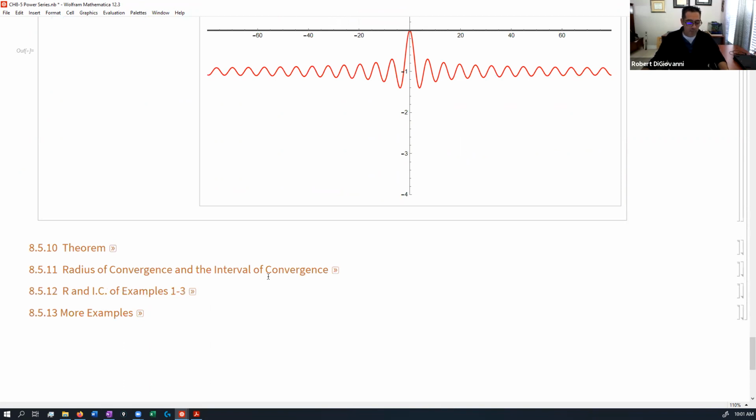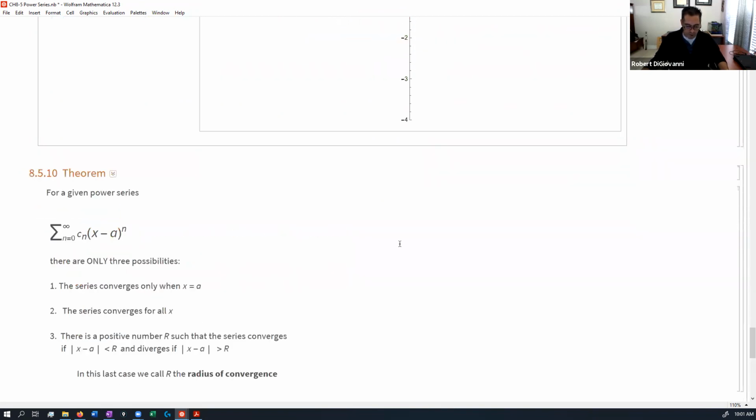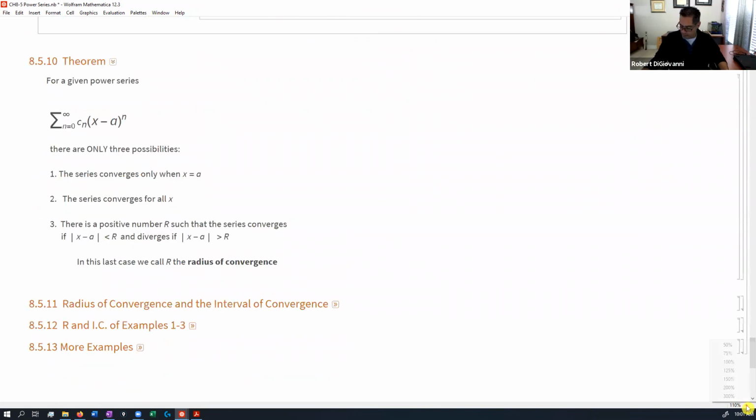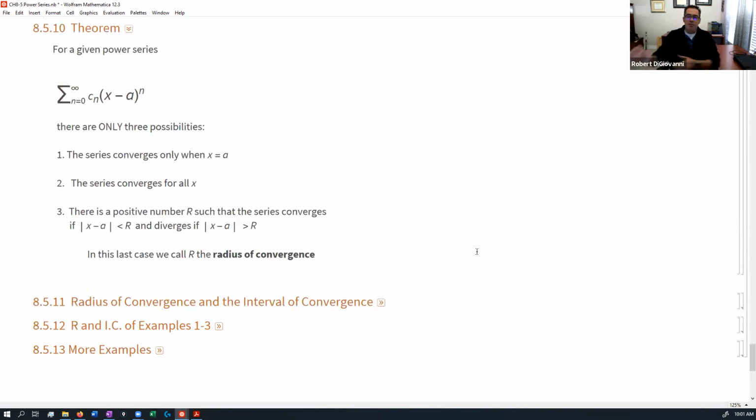Now we have an important theorem. On the three examples we just did, think about what the domains were. On the first example, our domain was a single point. On the second example, our answer was an interval. And then in our third example, our domain was everything. Those three things happened.